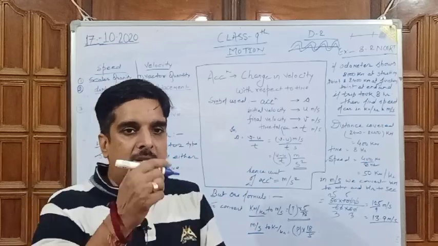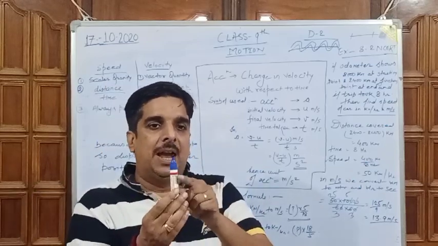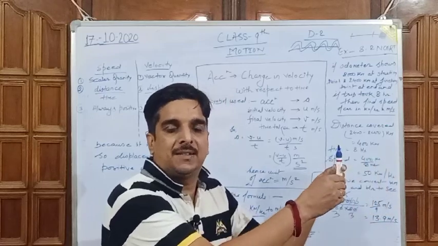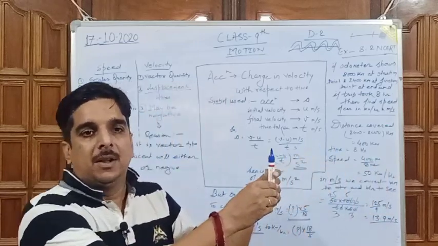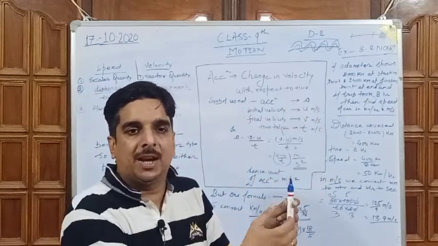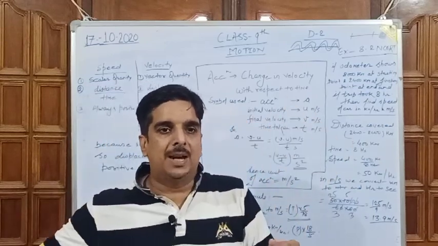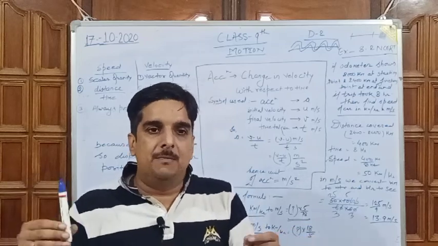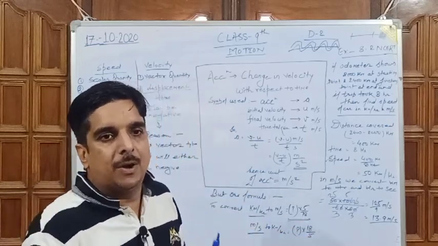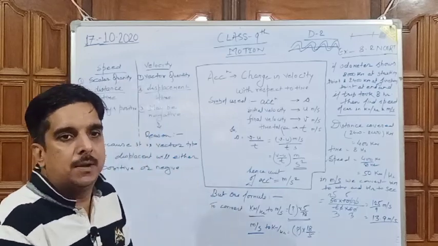Why? If the initial position is this and the object moves in the positive or forward direction, it will be countable like from 0 to 5, so 5 minus 0 by total time taken, whereas in the backward direction, it is 0 minus 5 by total time taken. So it might be possible that velocity may be negative.